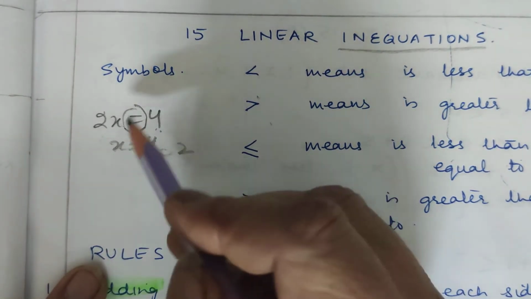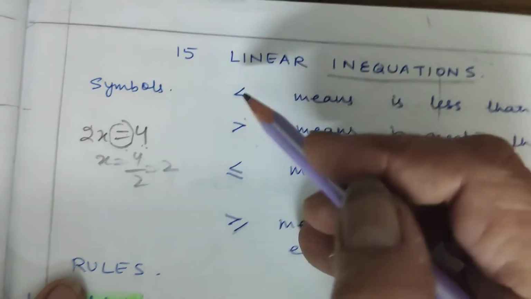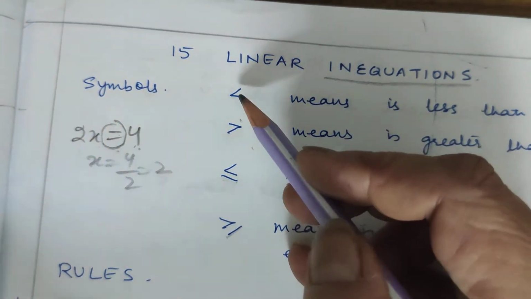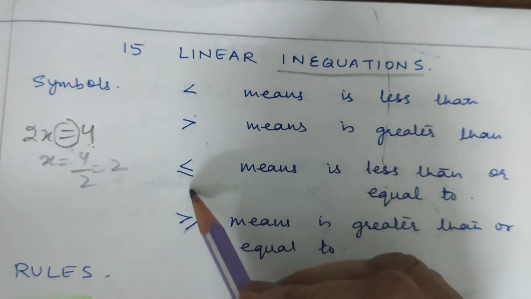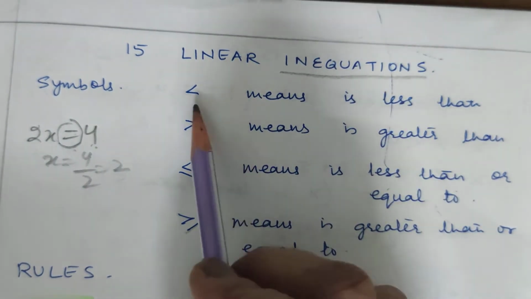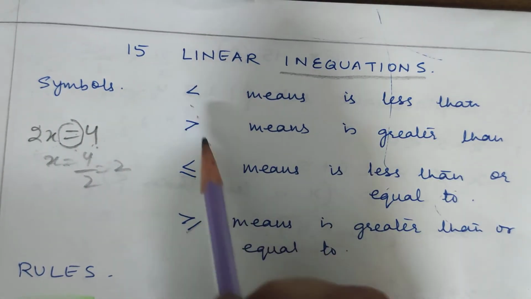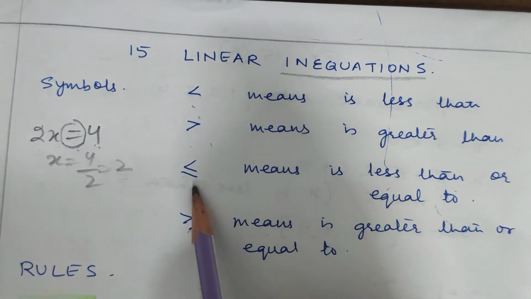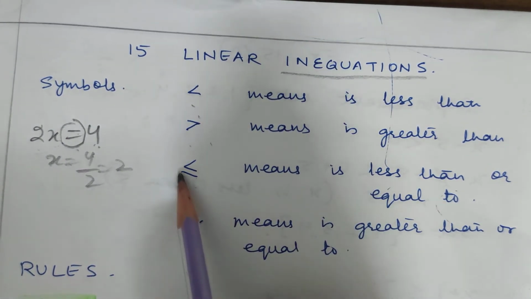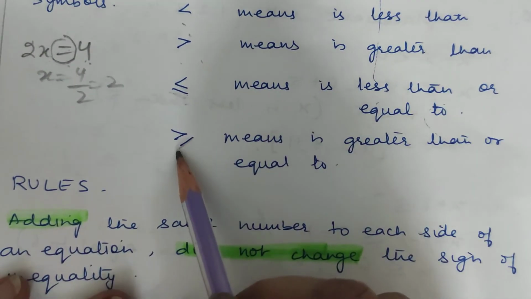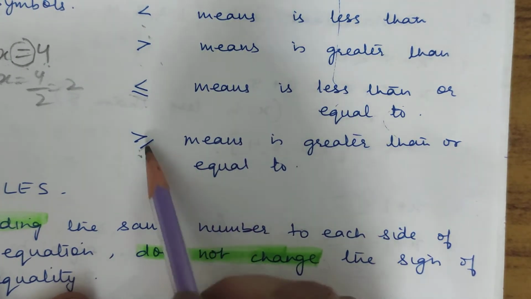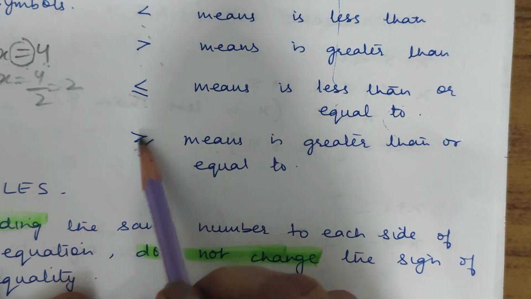Now besides this, there are many more signs like less than, greater than, less than or equal to, greater than or equal to. All these signs are called inequality signs. This is less than, this is greater than, this is less than or equal to. Why equal to? Because there is an equal sign below this sign. Then this is greater than or equal to. Why equal to? Because there is an equal to sign below this sign.